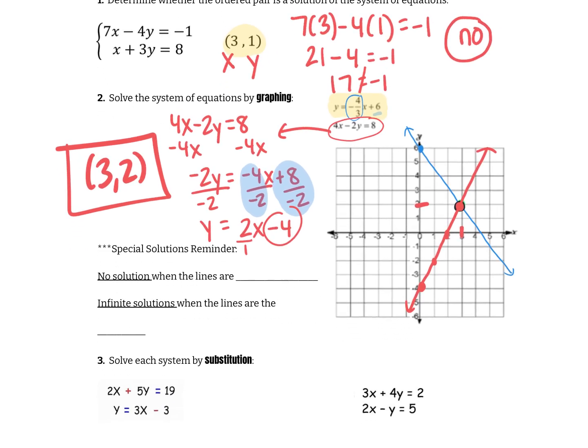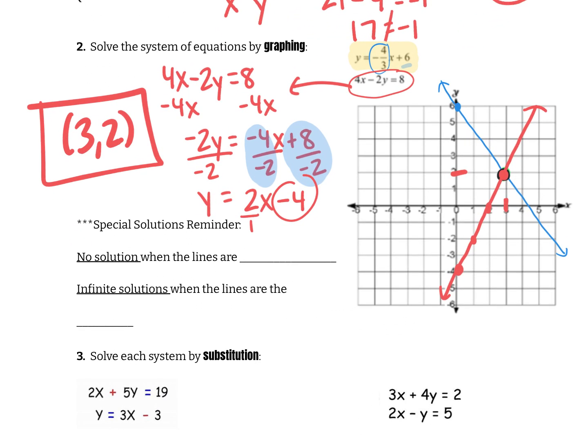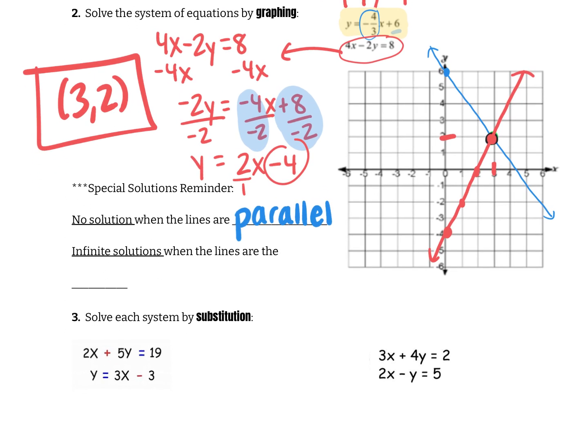Just a reminder, we talked about this on Tuesday. There's no solution when the lines are parallel. So if you happen to graph them and they have the same slope and they're parallel lines, there's no solution because they never meet each other. There's infinite solutions when the equations end up being the same when you get them in slope-intercept form, so you're just graphing one line. That's called coinciding, which is just kind of a fancy word for saying it's the same line. So I'll write both words here.